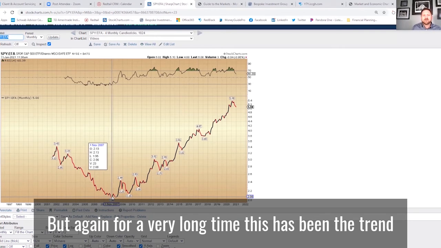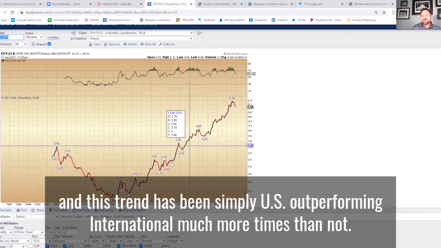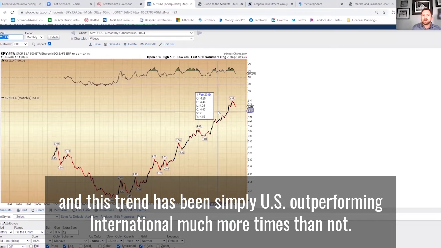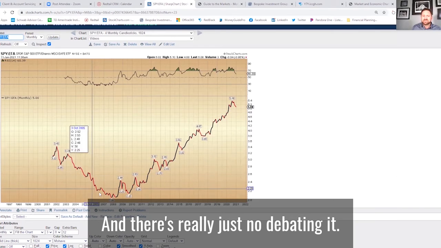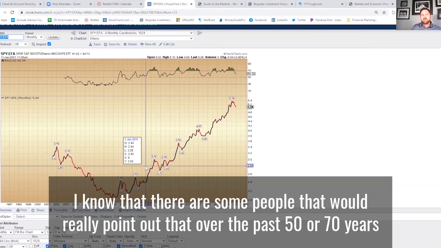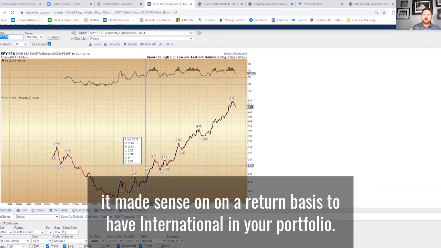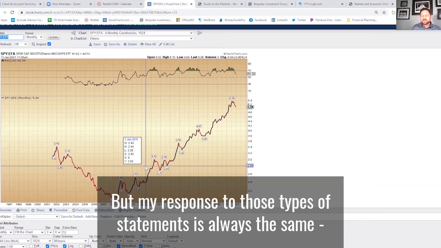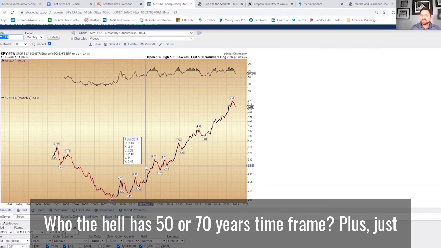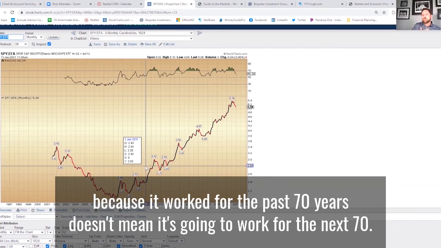But again, for a very long time, this has been the trend, and this trend has been simply US outperforming international much more times than not. And there's really just no debating it. I know that there are some people that would point out that over the past 50 or 70 years, it made sense on a risk basis and on a return basis to have international in your portfolio. But my response to those types of statements is always the same. Who has a 50 or 70 year time frame? Plus, just because it worked for the past 70 years doesn't mean it's going to work for the next 70.